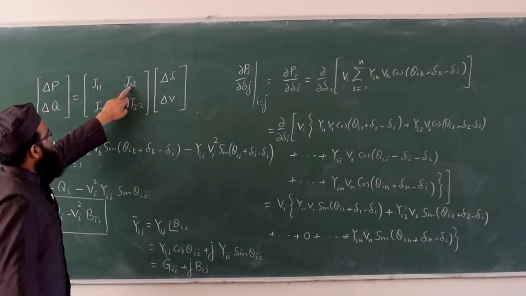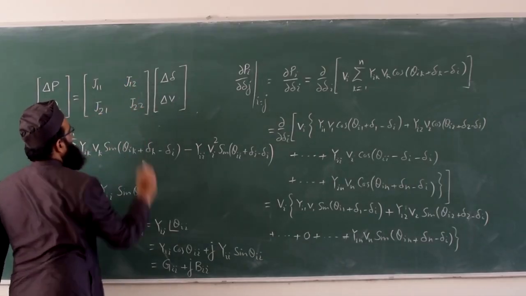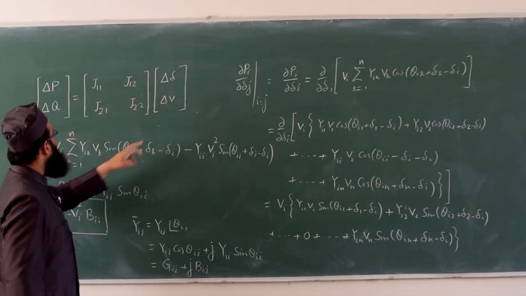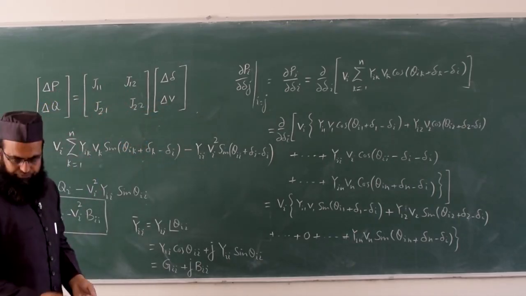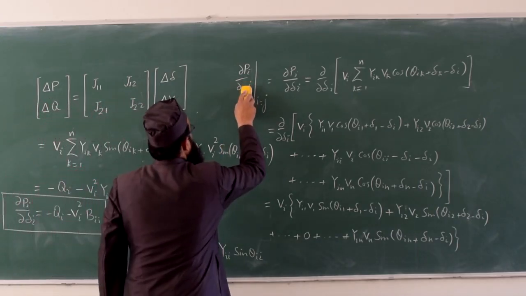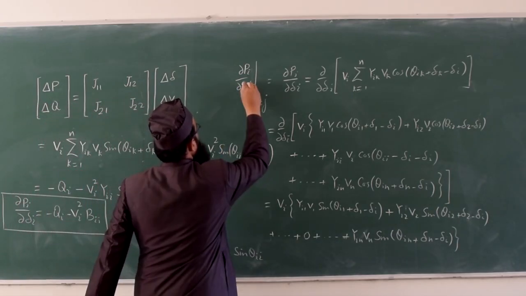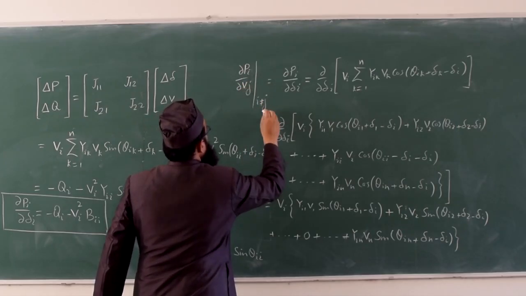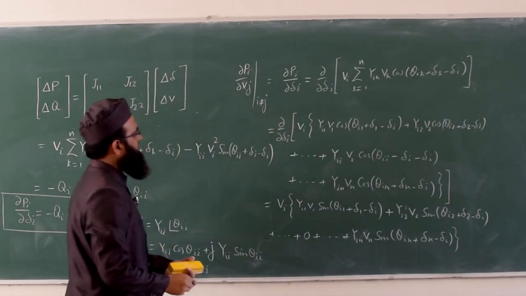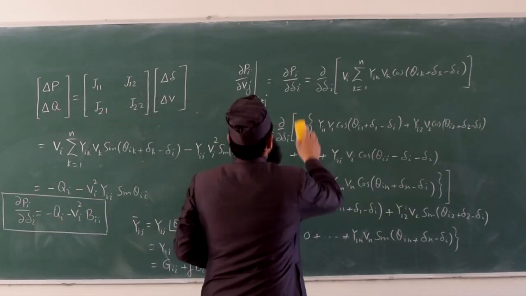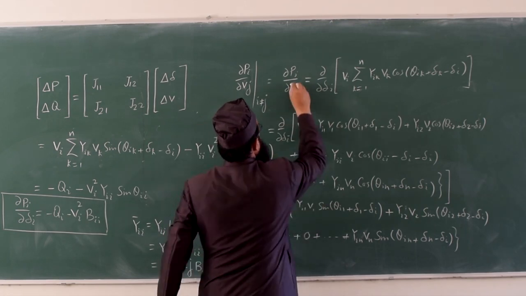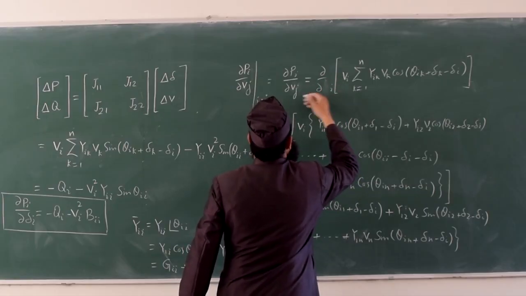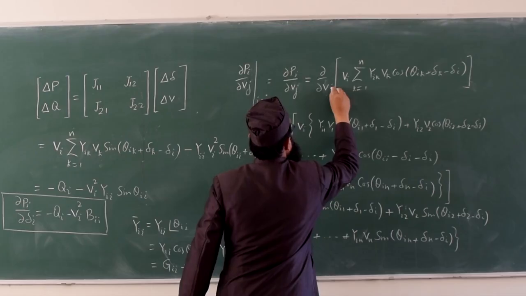Next, calculate J12. So, J12, one from the left hand side and two from the right hand side, so that will be del P upon del V. So, here del P upon del Vj, first take i not equal to j and then we will take i equal to j. So, del P upon del Vj.